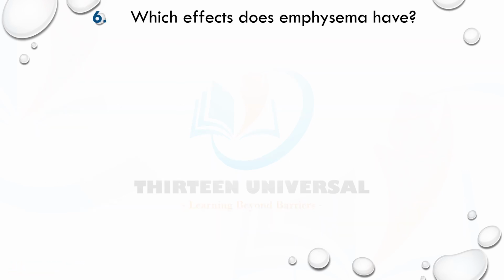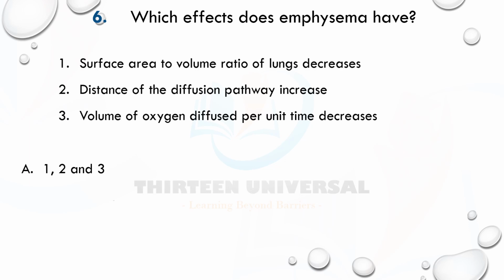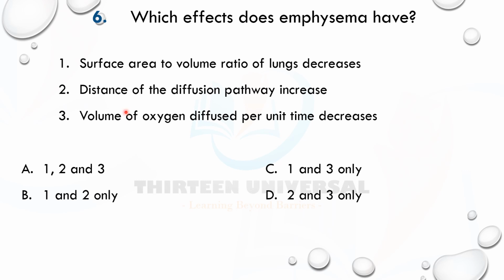So 6 says, which effect does emphysema have? All right, so emphysema, remember, is the loss of the elasticity of the alveoli. The alveoli, of course, loses its elasticity, traps air, and they can burst. So what happens? Surface area to volume ratio decreases. Distance, all right, of the diffusion pathway still remains the same because the size of the alveolar wall is the same. Okay, now the amount of oxygen taken reduces, so it's 1 and 3.